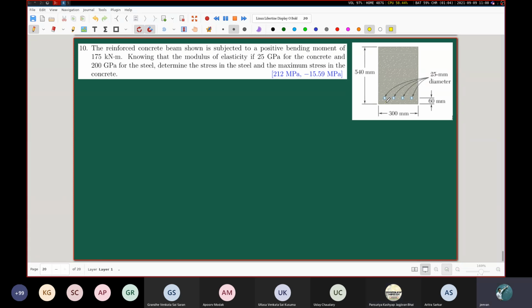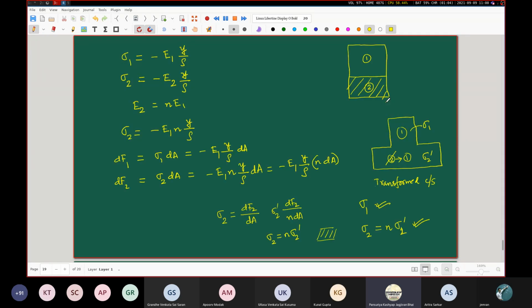Sir? Yes. Sir, in the previous question, while transforming the cross section, why do we increase only the breadth to increase the area? Sir, for cross section 2, we increase the area sidewise, right?